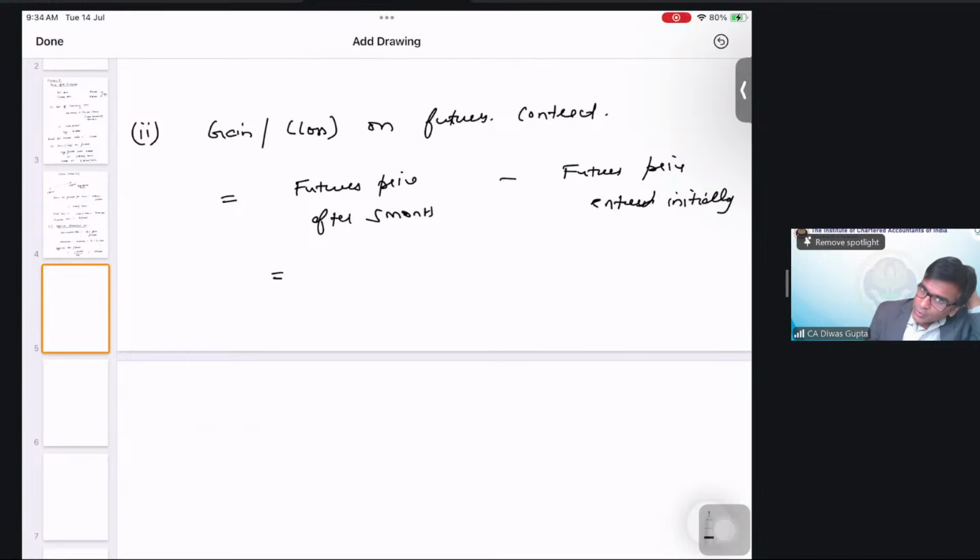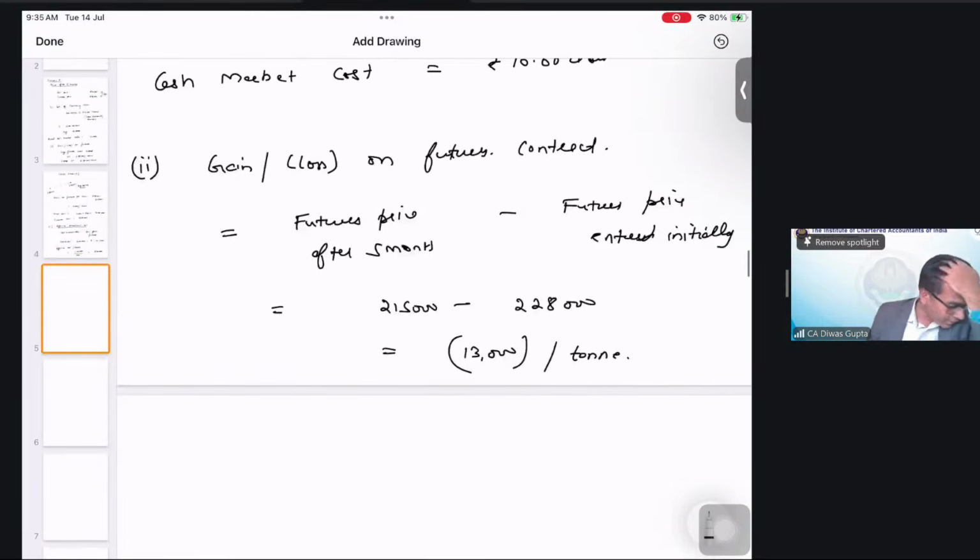So this actually comes out to be 2,15,000 minus 2,28,000, right? So that means negative 13,000 is the loss per ton. Okay, so this is the loss per ton of 13,000, students.